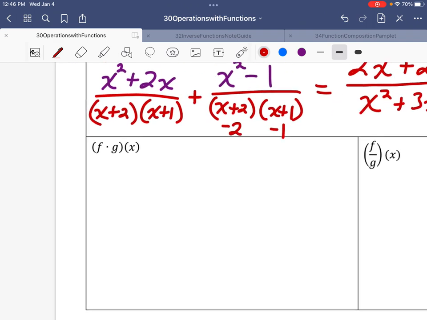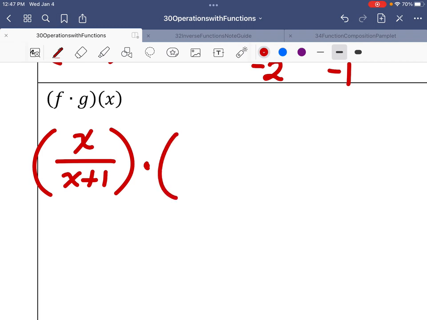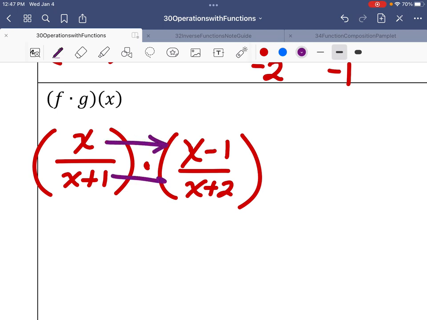Let's do some more fraction fun. f times g. Now you already know that that means you're just going to multiply. So let's go ahead and jump right in. We're going to multiply the first fraction times the second fraction. Good news. You don't need a common denominator to multiply. Instead, you just multiply across, not cross. You don't cross multiply.